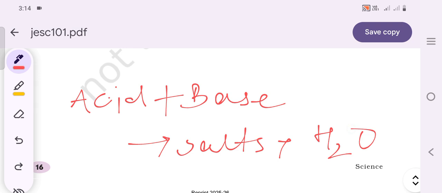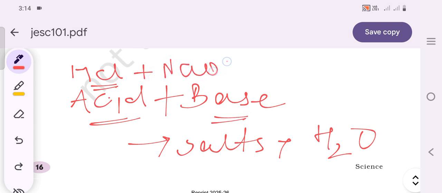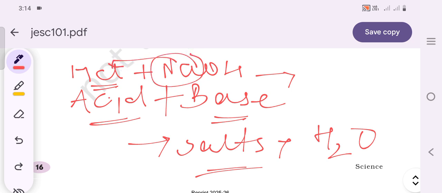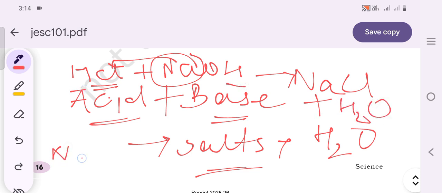If I take the example of HCl as the acid and NaOH as the base, then it will form a salt. Here Na will displace with Cl, they will exchange ions. So NaCl will form, plus water, H2O. So we can say it is a neutralization reaction.